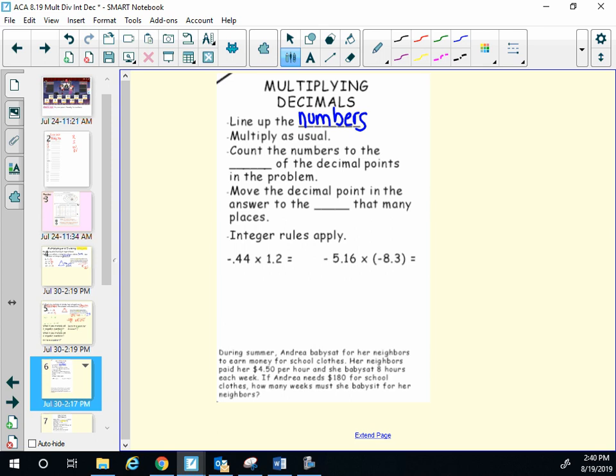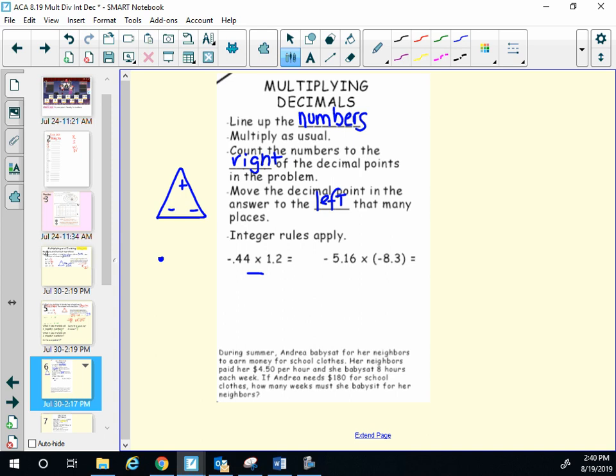We just line up the numbers like we always do. We multiply. Our answer, we're going to count the numbers to the right of the decimal points in the problem. We're going to move the decimal point in the answer to the left that many spaces. And then our integer rule applies. Again, this is just a review. We have negative 0.44 times 1.2. Would this answer be a positive or a negative answer? Negative. So I'm just going to write negative so I don't forget, because I still need to multiply.